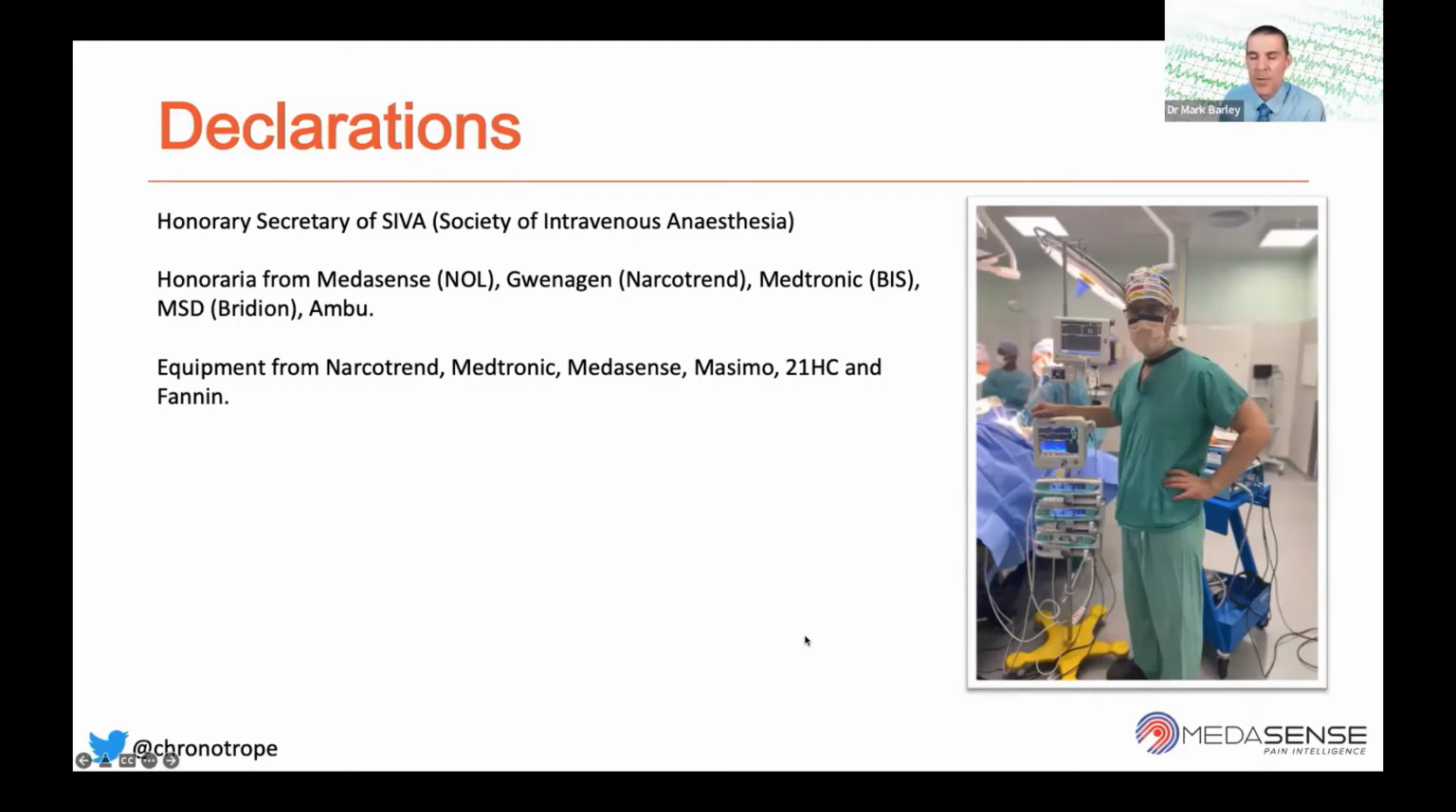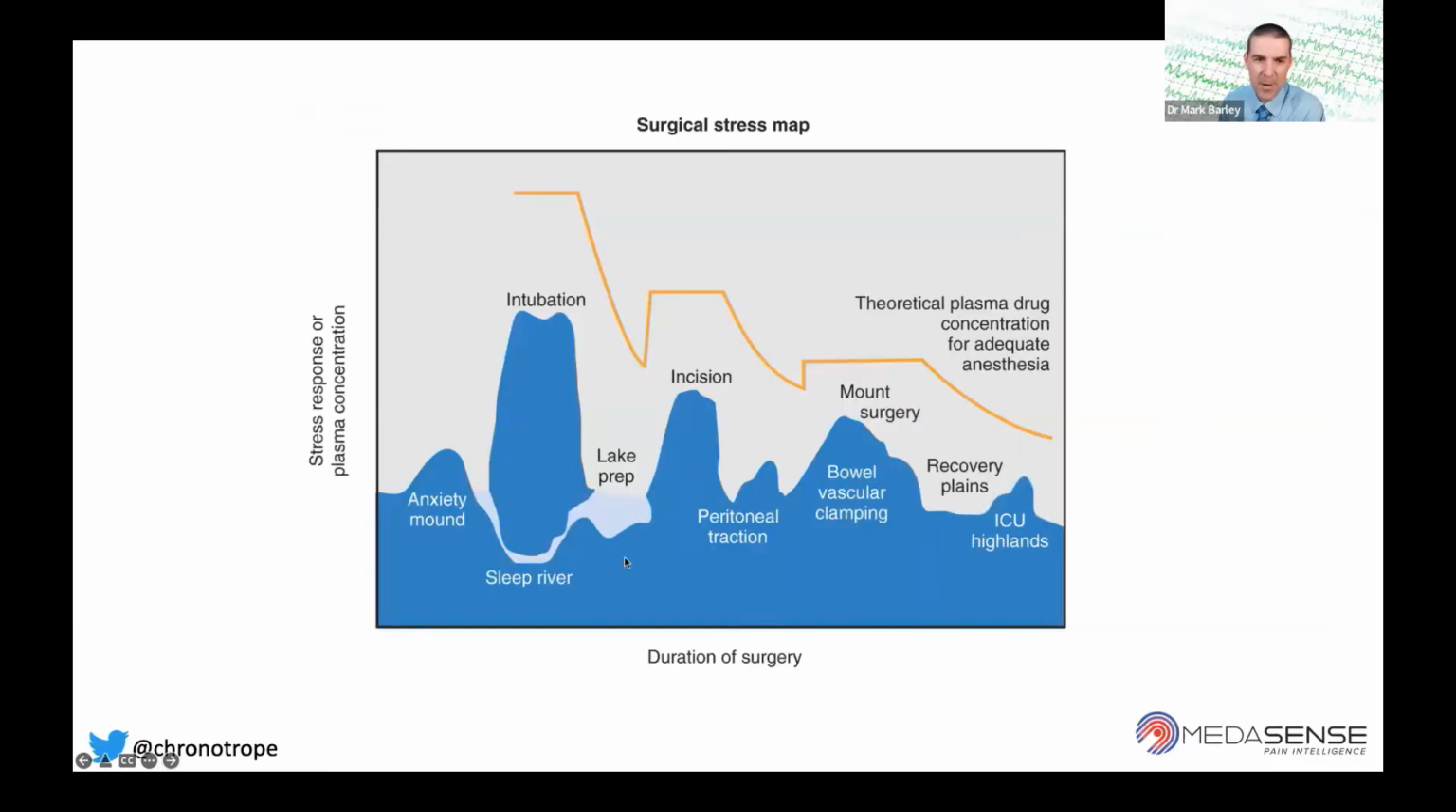One of the things that really changed the way I think about anesthesia was this diagram I found in Miller's textbook some years ago. It showed me that anesthesia was a dynamic process with alterations in surgical stimulus during the operation, with multiple different points of stimulus, with intubation, the passage of the endotracheal tube, being vastly more stimulating than many of the other things we do.